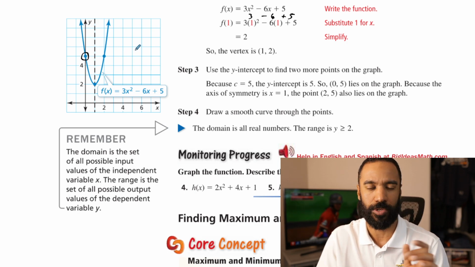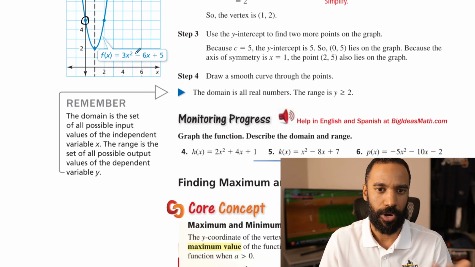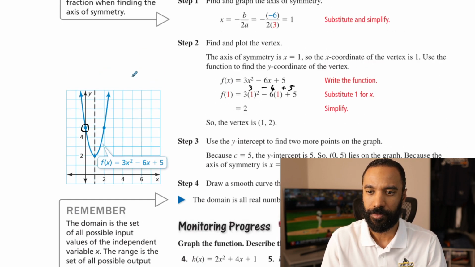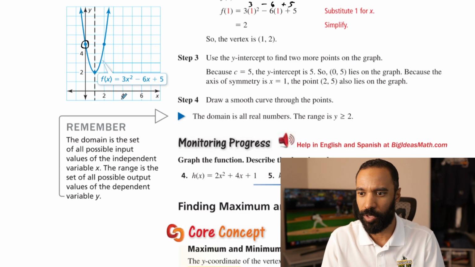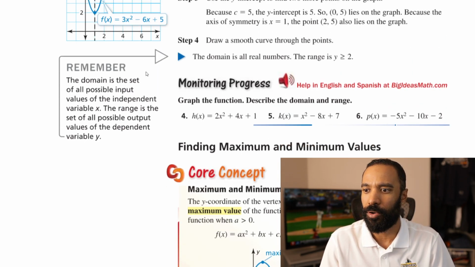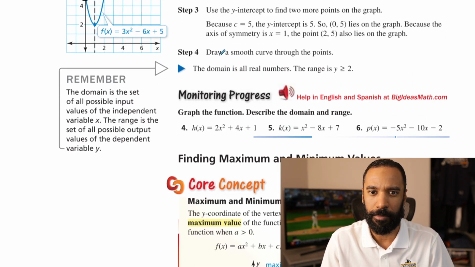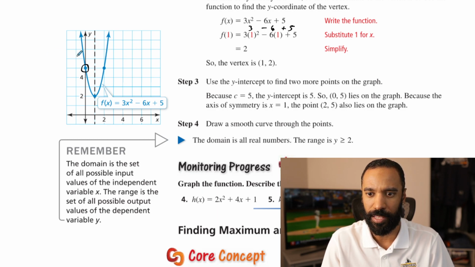I'm just giving you my intro stuff, how I'm going to do it, what it is that they're showing, and how it all interconnects. And what do they say up here? Be sure to include the negative sign before the fraction. Okay. The domain and range. The domain is all real numbers. This thing hits every value left and right. That's what I stated there.